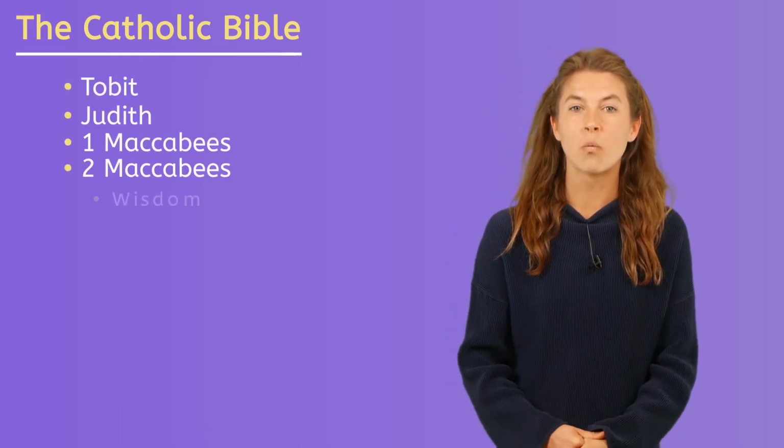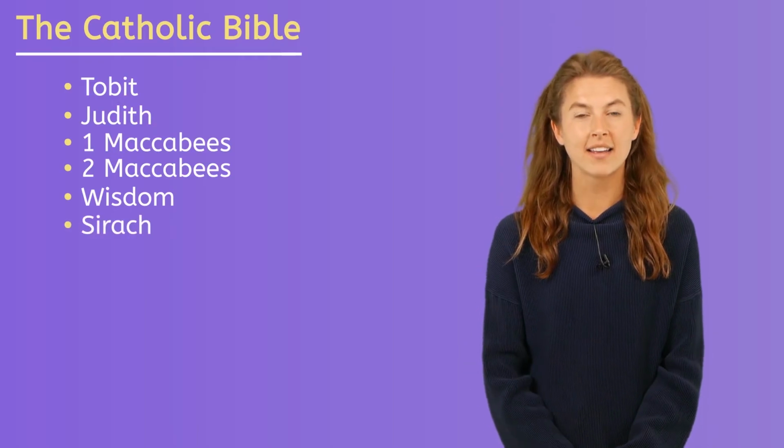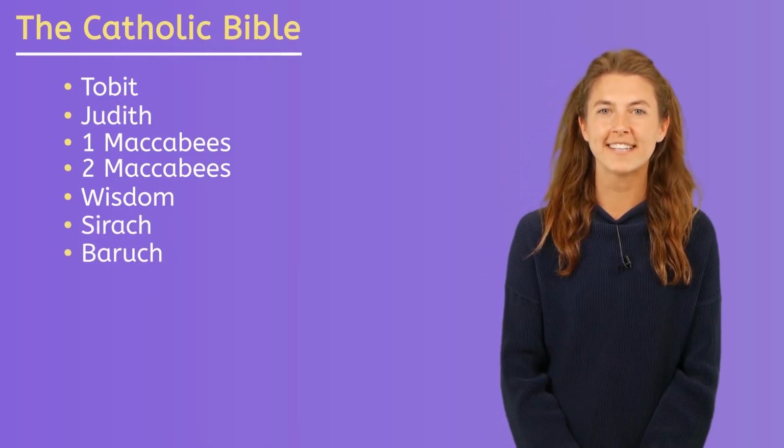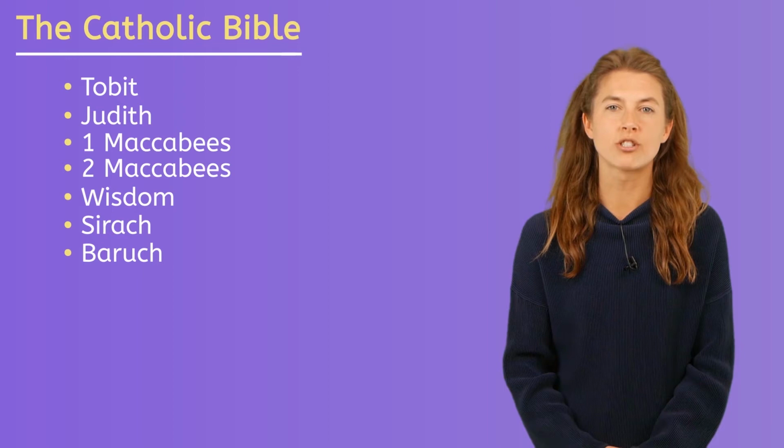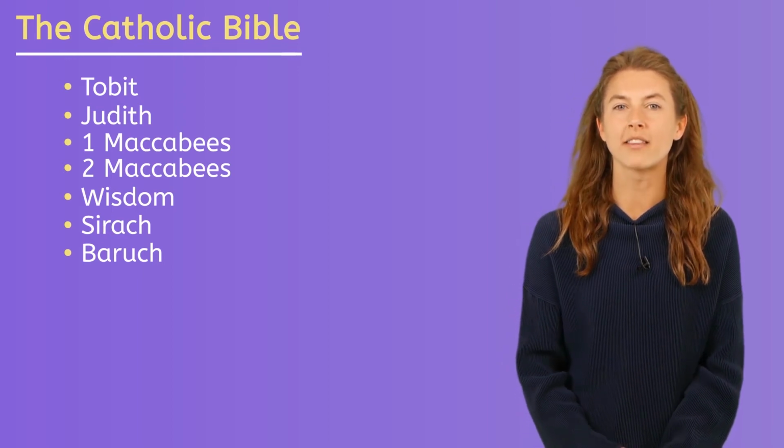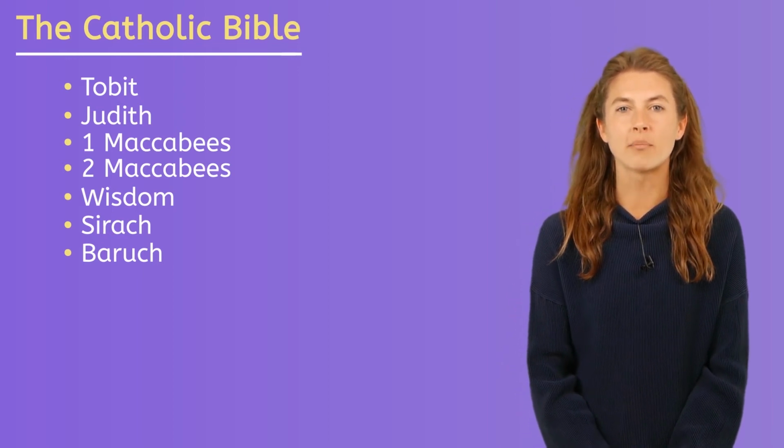The Catholic Bible, in addition to the 39 books of the Old Testament, also includes these books: Tobit, Judith, 1st and 2nd Maccabees, Wisdom, Sirach, and Baruch. There are a few additional stories of Esther and Daniel in the Catholic Bible that are not found in the Protestant Bible.